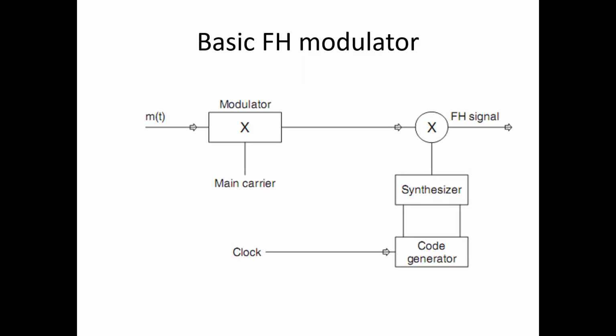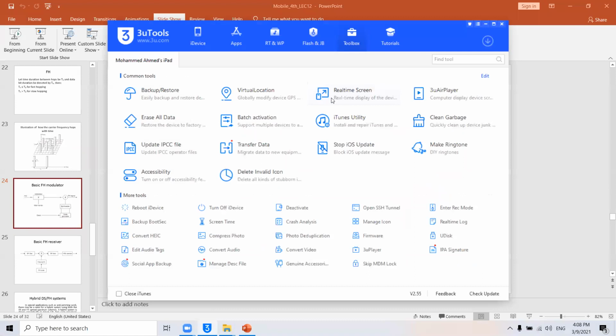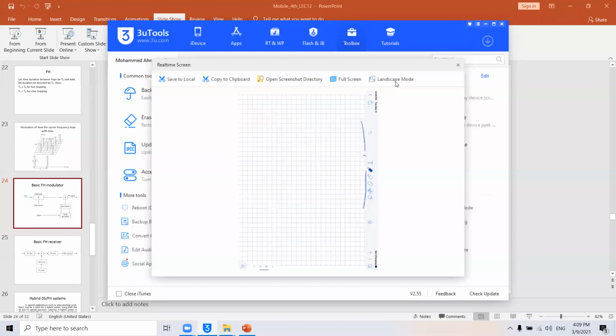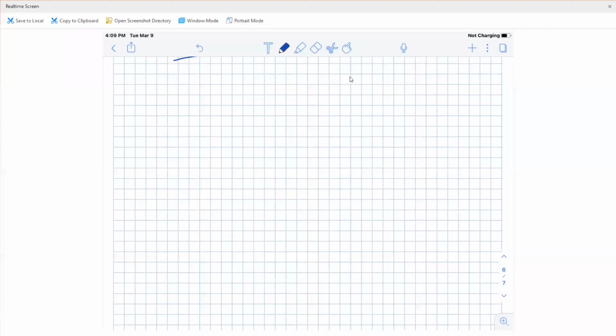Transmitter for the frequency hopping system is as follows. Look, we have the signal m of t multiplied by the main carrier. Then it will be multiplied by the signal generated from the synthesizer. Of course, to understand this diagram in a good way, let us explain what's going on in the whiteboard. On the whiteboard, I'm going to explain the operation of this circuit.